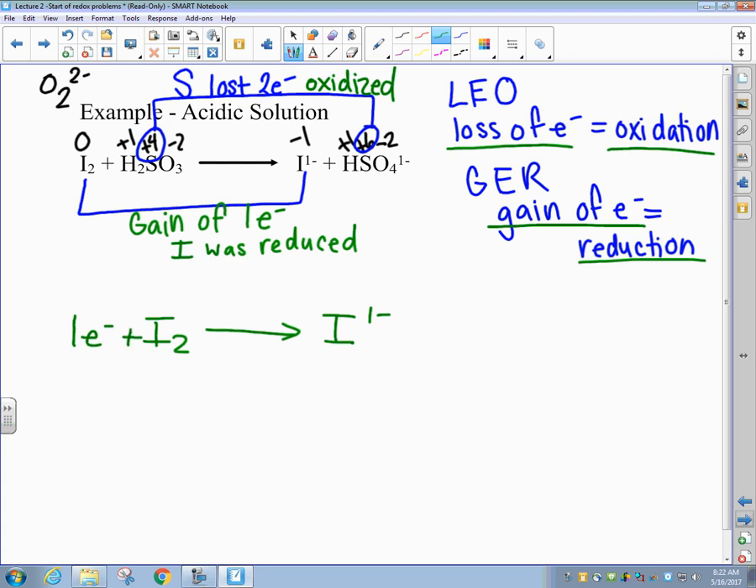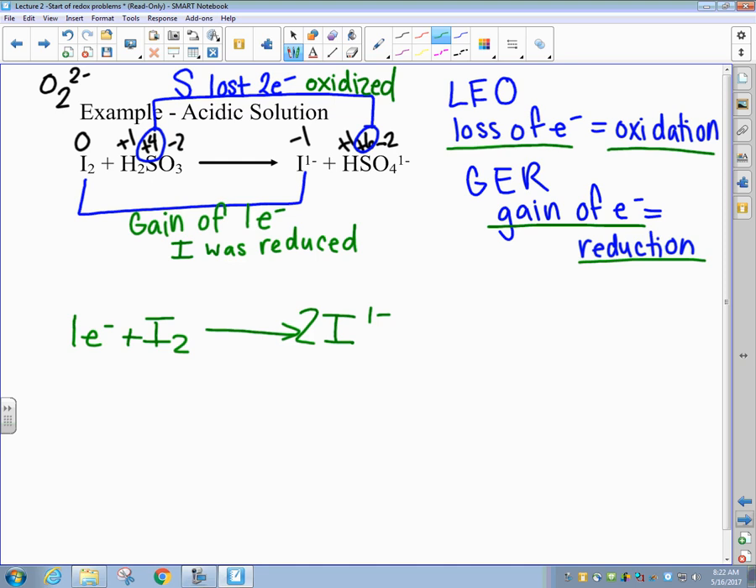The next thing that I need to do is balance the number of atoms here. The only atom I have is that of iodine. On the left, I have 2 atoms of iodine, and on the right, I have 1. So in order to balance it, I put a 2 in front of the iodide here. Now that balances the number of atoms.